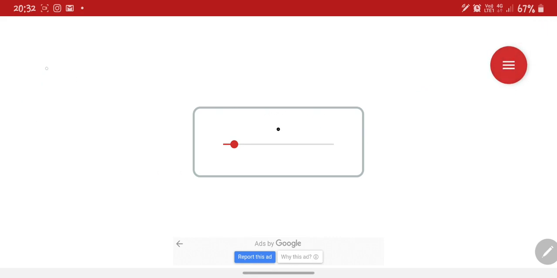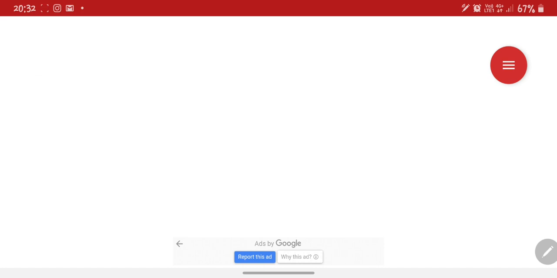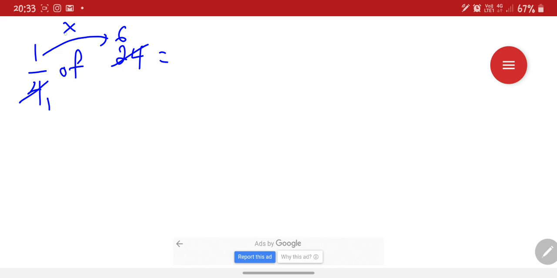Okay, now let's say we have a question: 1 out of 4 of 24. Okay, remember, whole number divide by denominator. So 24 divided by 4, this is 1. So 24 divided by 4, you will get 6. After that, you multiply the numerator. So your answer is 6.